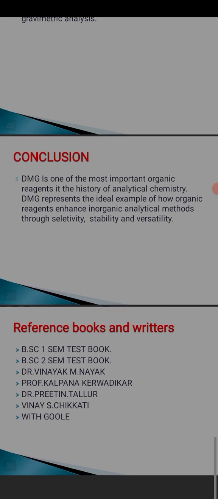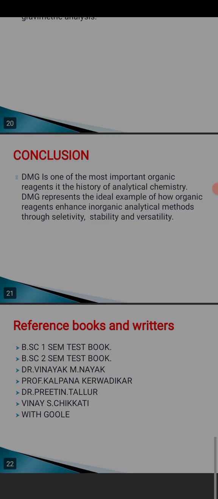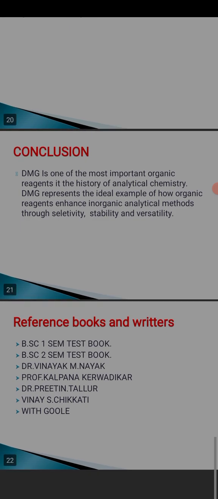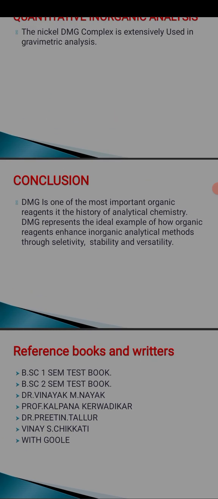The conclusion is that DMG is one of the most important organic reagents in the history of analytical chemistry. DMG represents the ideal example of how organic reagents enhance inorganic analytical methods through selectivity, stability, and versatility.